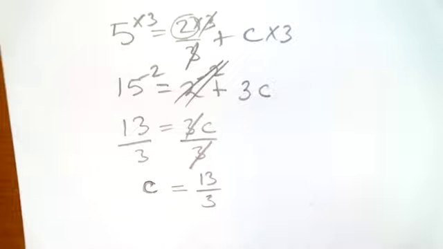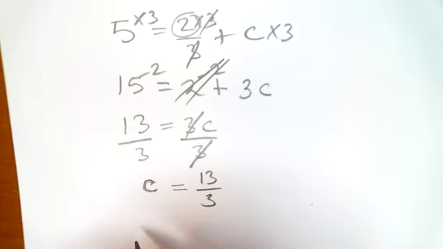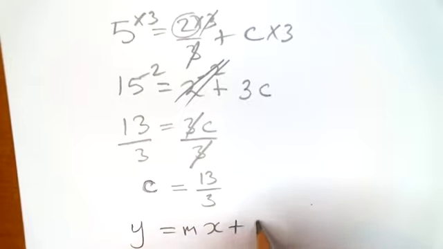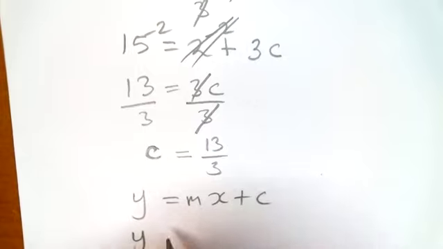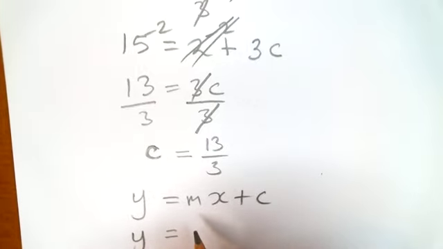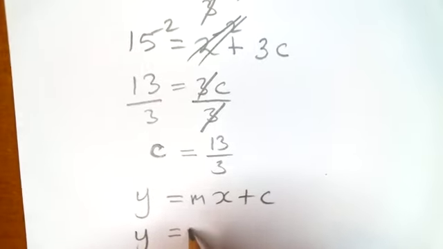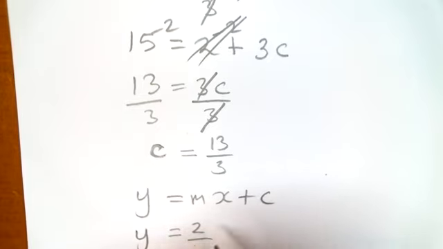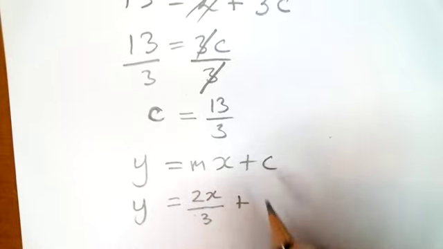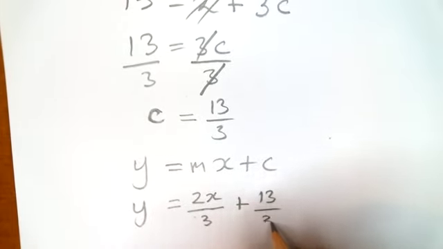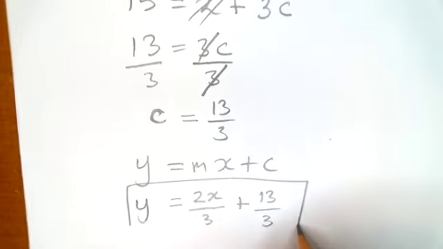Now, I like fractions, so we're going to keep the fraction, and we're going to rewrite y is equal to mx plus c. Now, we're going to populate this with all the information we've got. So we know y is equal to, well, m we decided was 2/3, or 2x on 3. I like 2x on 3, by the way, better. Plus 13 over 3. And there is my equation.